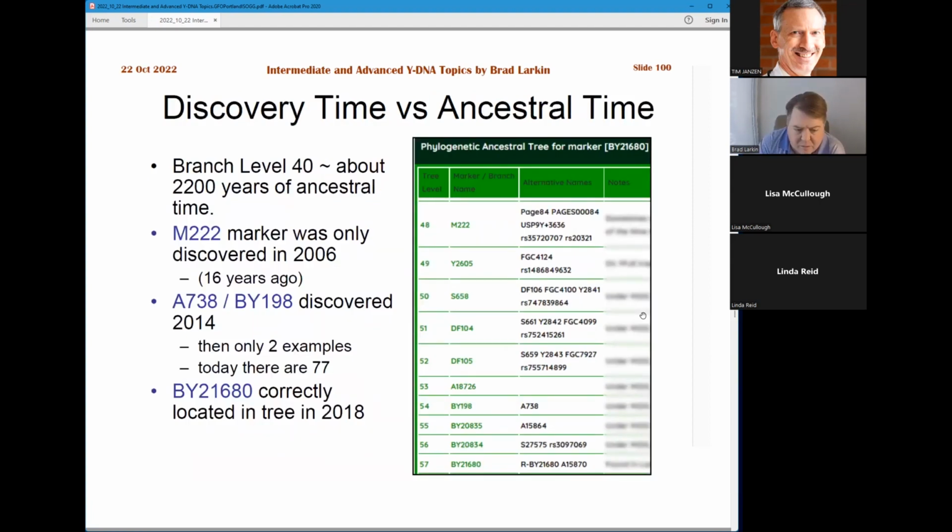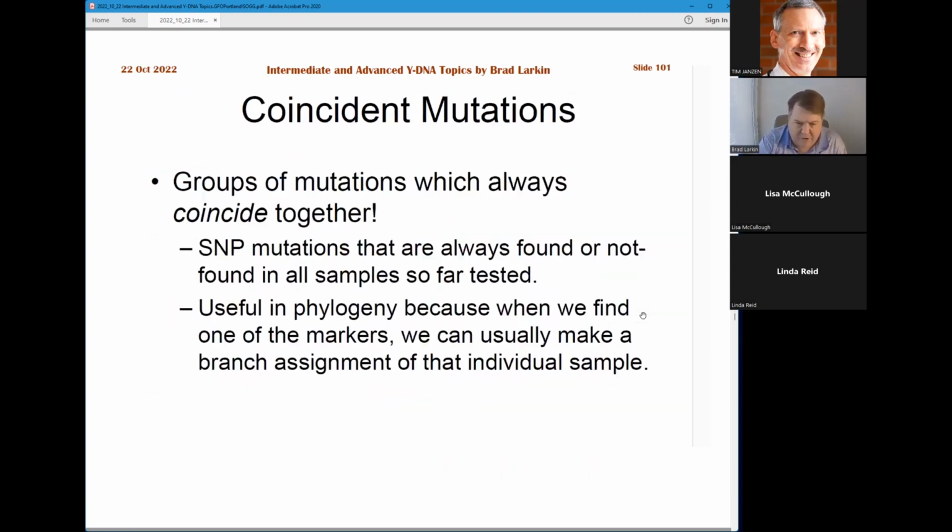So this is somewhat what I was saying before. Branch level 40 is roughly 2,200 years of ancestral time. This marker was only discovered 16 years ago. So it's a process of ongoing discovery every day, every week. That's why the tree's growing so fast.